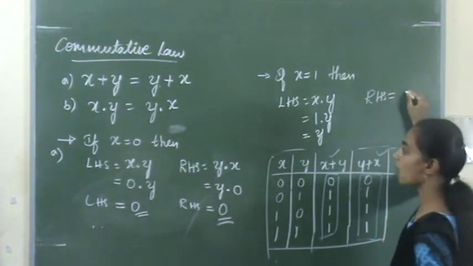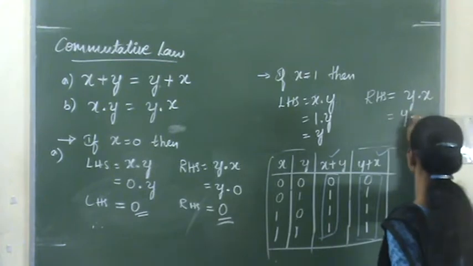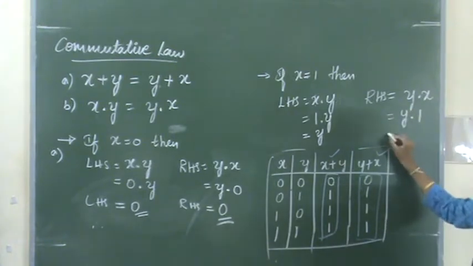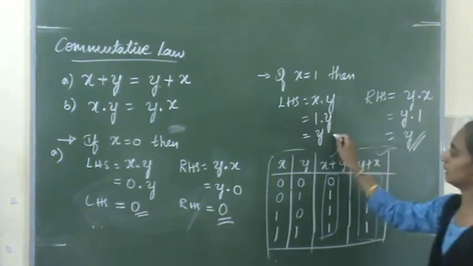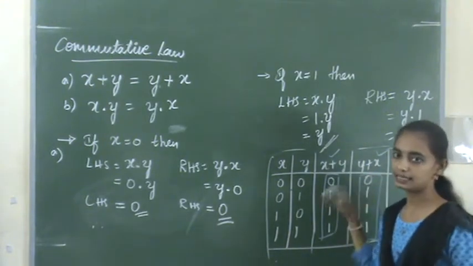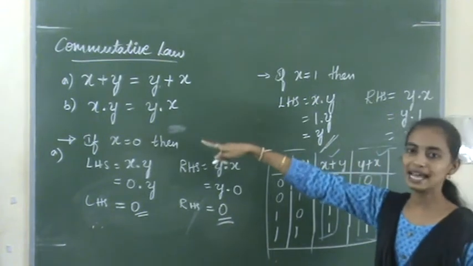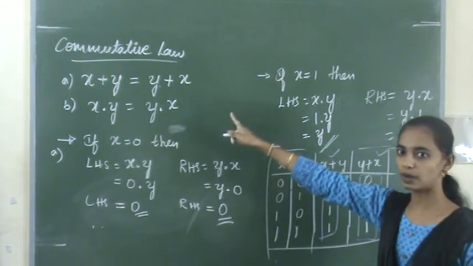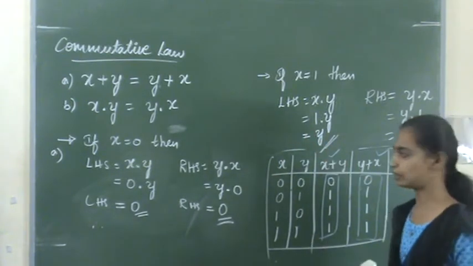Now I am taking RHS, that is y into x. So y into what is x value? That is 1. So y into 1 is also y. Therefore we get both LHS and RHS the same. Hence we can prove that x into y is equal to y into x. The same thing we can prove in a truth table also, right?